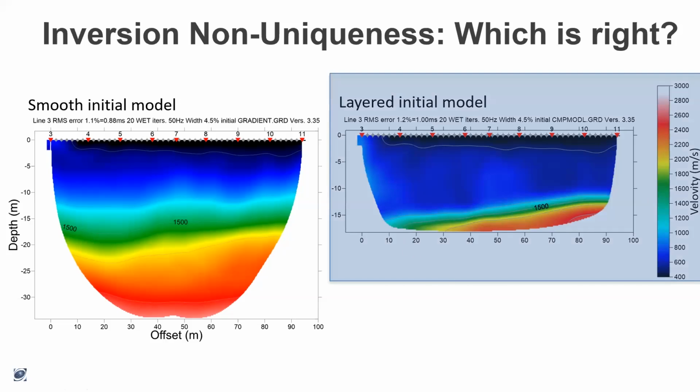The default model, though, for most refraction methods is to assume that we have a smooth earth. That's because if you use smooth initial models, you have a much more stable inversion. So this is always our first guess. Whenever we're doing refraction processing, we always try a smooth initial model first, and then we'll try experimenting with a layered initial model.